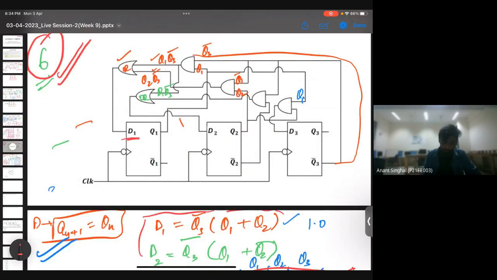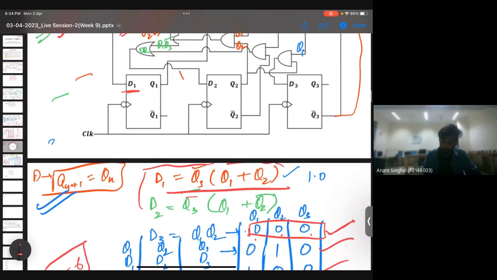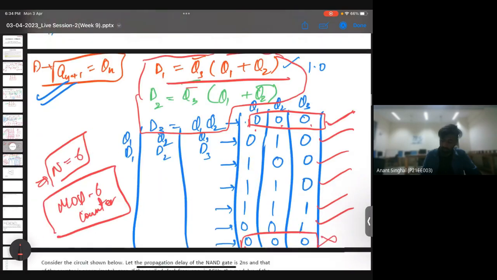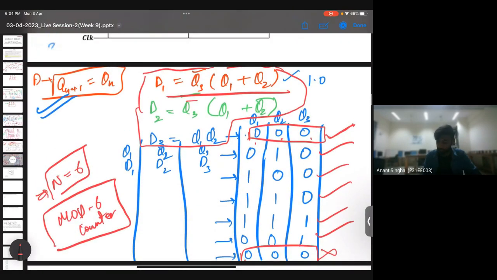So you can see D1 is nothing but an OR combination of these two wires. Now this wire is an AND combination of Q1 and Q3 bar, and this wire is an AND combination of Q2 and Q3 bar. So D1 here will be Q2 Q3 bar plus Q1 Q3 bar. I've taken Q3 bar common, so it will be Q3 bar times Q1 plus Q2. So I've written it here. Similarly for D2 and D3, I have written the expressions and then solved the circuit. Okay, fine. We'll start the next problem in 2 minutes.